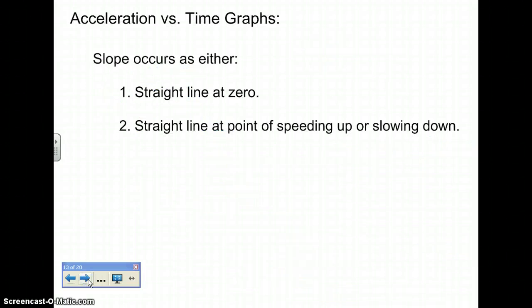Acceleration versus time graphs. For acceleration versus time graphs, this is going to be crazy simple. You're either going to have a straight line at zero, or you're going to have a straight line above the x-axis or below the x-axis. Now, speeding up in the positive direction would be above the x-axis. Speeding up in the negative direction would be below the x-axis, a straight line. Slowing down in the positive direction would be a negative, and slowing down in the negative direction would be a positive.